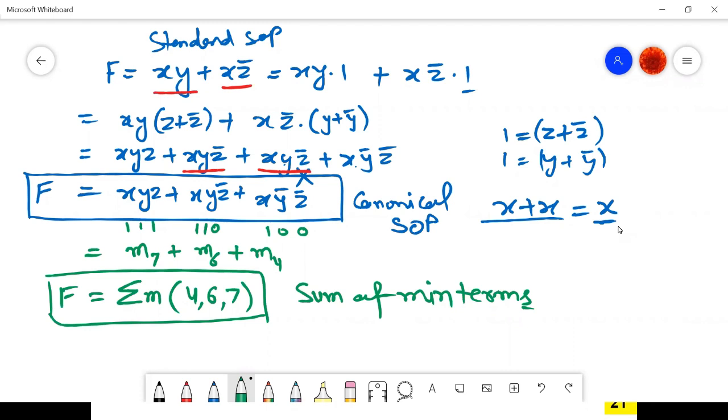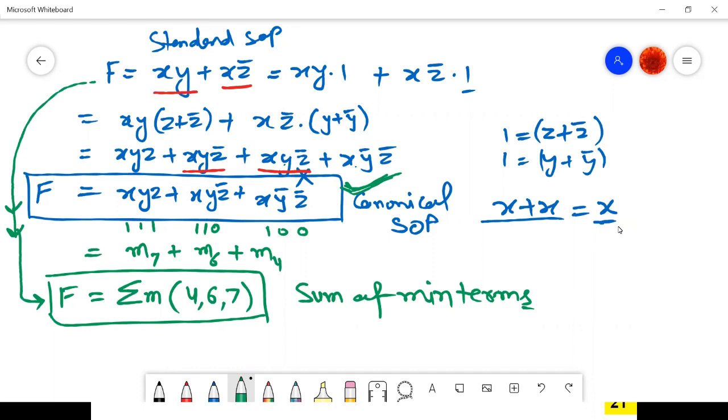Getting the point? Yes, correct. Clear, right? So this way we just convert into canonical form. If the question comes to convert into canonical SOP form, you should go up to here. If we ask to find the minterms, you have to go through all the process like that and reach here. This is the sum of the minterms.